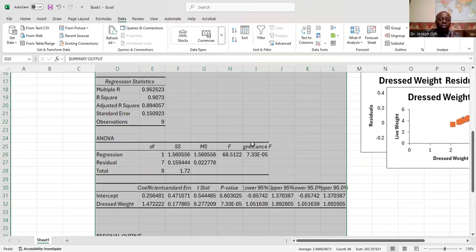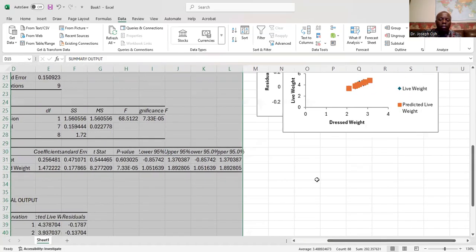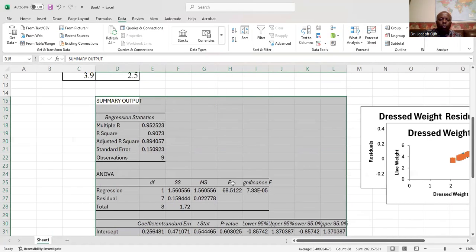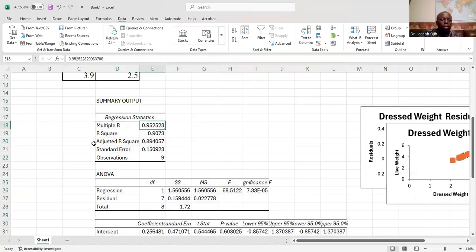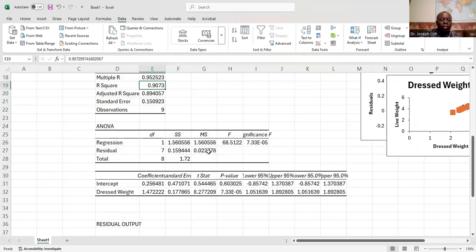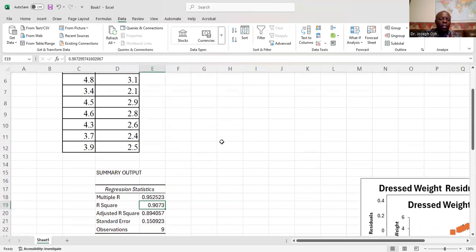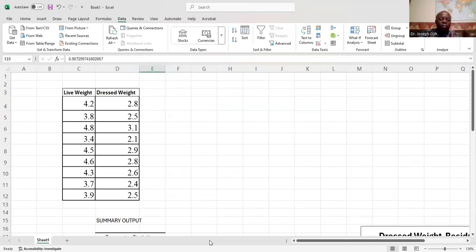With this result, it also gives me the charts here, dress weight and live weight. So with this, we can now answer the questions. You can see the R correlation. You can see the R square, the coefficient of determination. You can see the ANOVA table for this, and I will show you how to use it. And then we need this one too, where we can get the equation of the regression line.